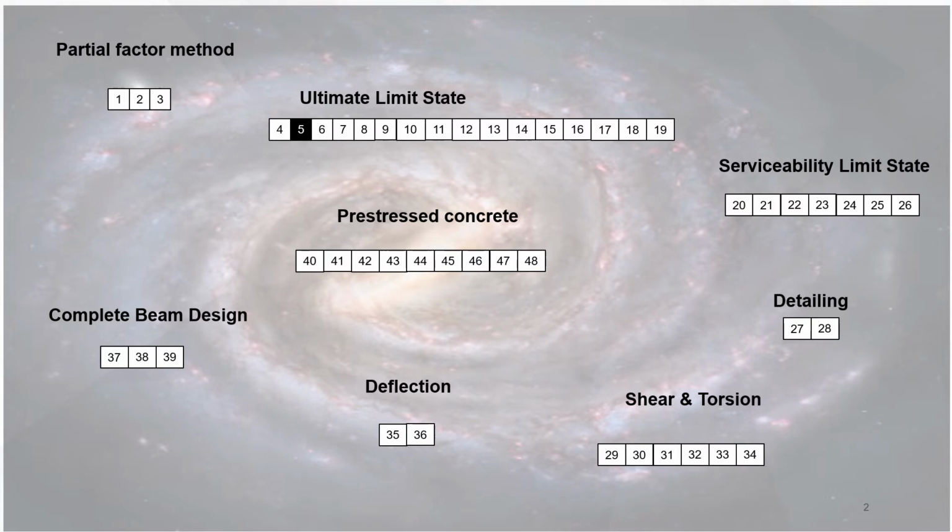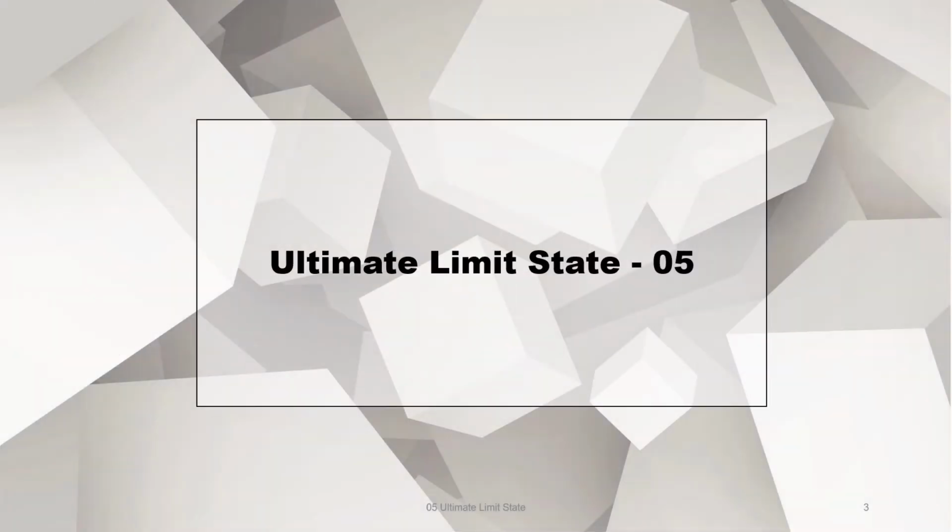This is the fifth video in the lecture on the design of reinforced concrete beams, and we are now in the chapter of ultimate limit state. After this lecture, you will be able to calculate the needed tension reinforcement of a rectangular section under simple bending.